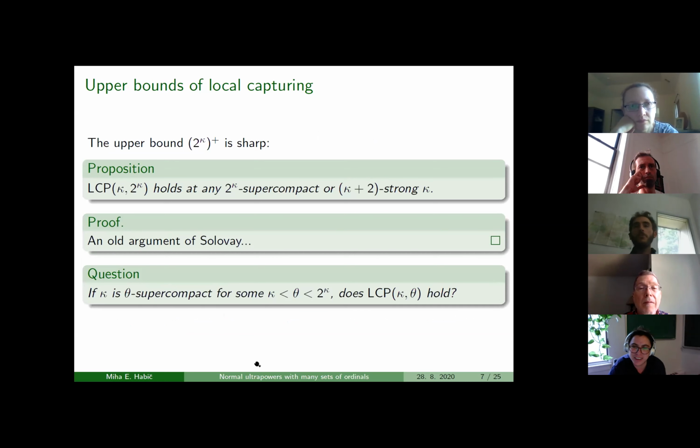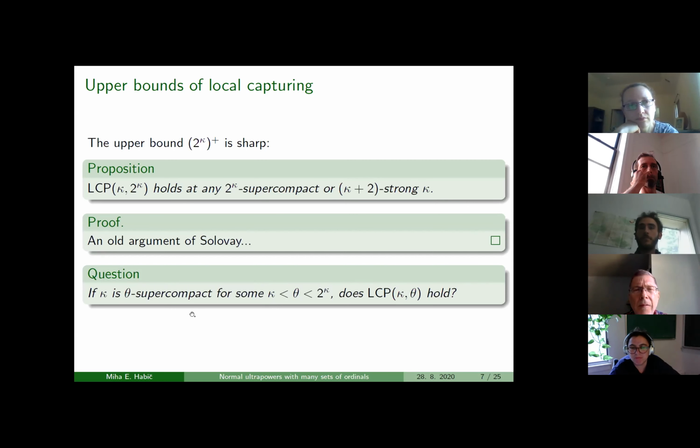The reason why I have it matching is because that seems to make sense to me. If I have a theta supercompact kappa, then I have some embedding into some model where all of the subsets of theta are there. And what I'm asking is whether that is good enough for me to factor out a bunch of normal ultrapowers that capture each of those subsets of theta.